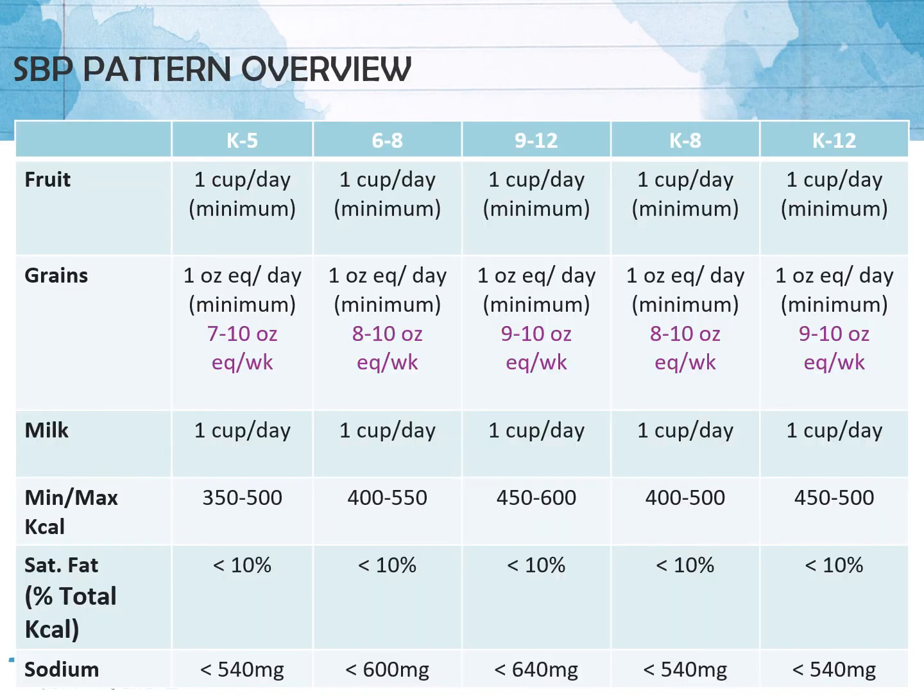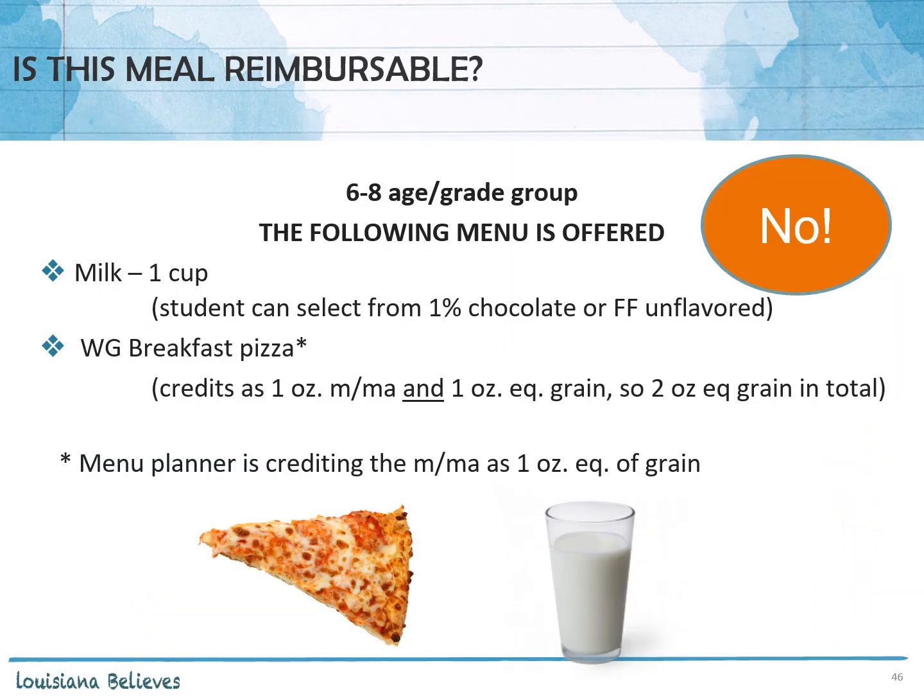Let's look at the 6 to 8 age grade group to remind ourselves what the component requirements are. For the 6 to 8 age grade group, we must offer a minimum of 1 cup of fruit, 1 ounce equivalent of grains, and 1 cup of milk in variety. No, we did not meet the meal pattern requirements for 6 to 8 age grade group because we are missing the fruit component.